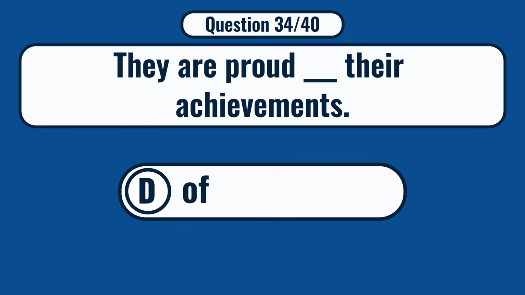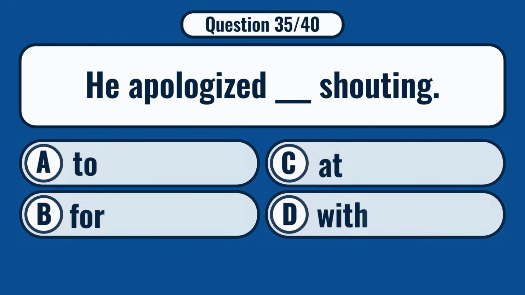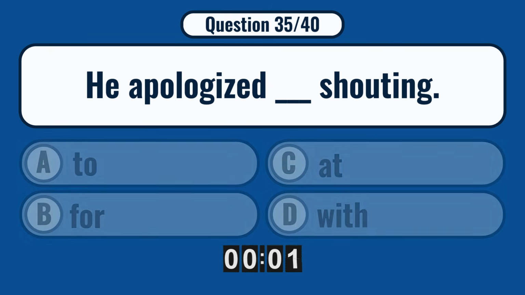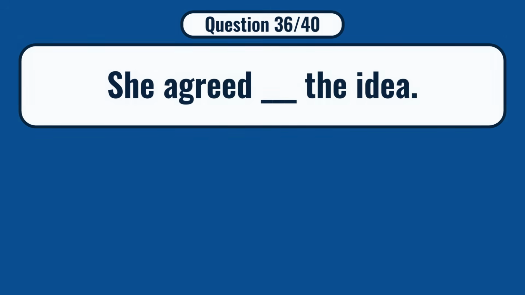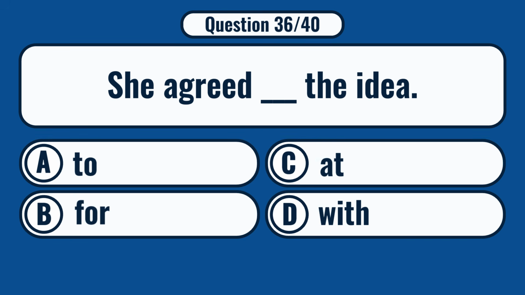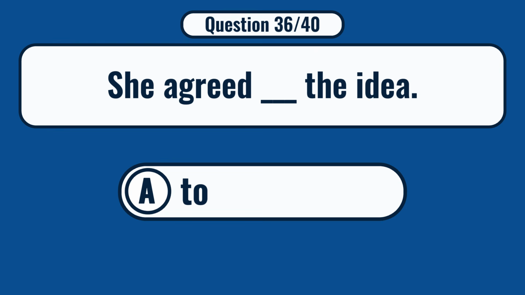Answer D. They are proud of their achievements. Which word is missing? Answer B. He apologized for shouting. Which word is missing? Answer A. She agreed to the idea.